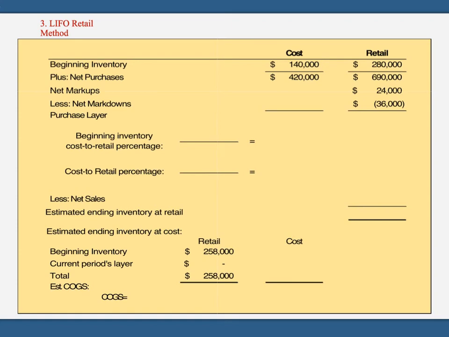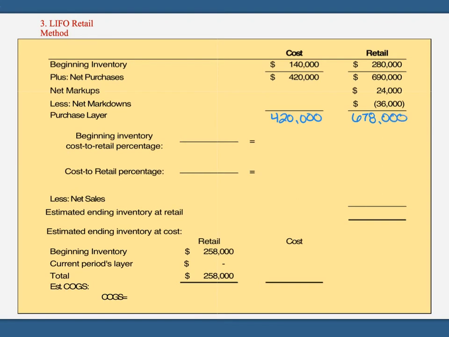So first we need to find the purchase layer. Let's do it for cost. The purchase layer will only include our current net purchases for the month. We won't use beginning inventory. So that's, for example, beginning inventory might be like our base year, and then this is our year one, to think back to our dollar value LIFO method problems. So the purchase layer is only going to be $420,000. So we'll plug that in. For retail, you do also include your net markups and markdowns in the calculation of the purchase layer. So with these three together, you're going to get $678,000.